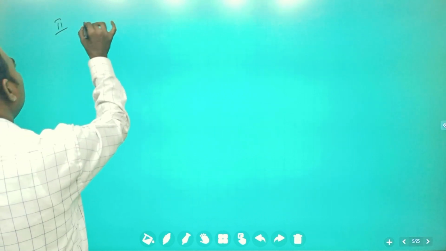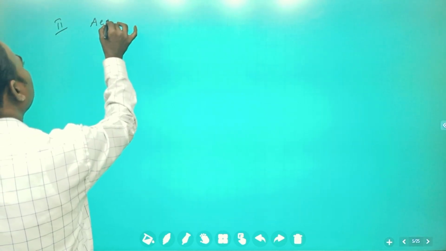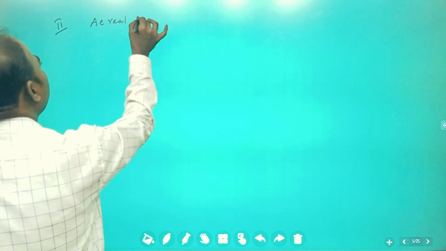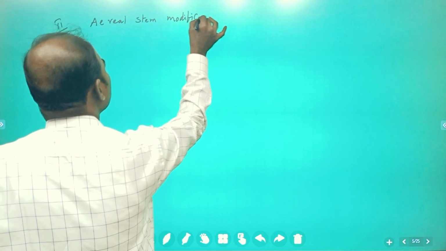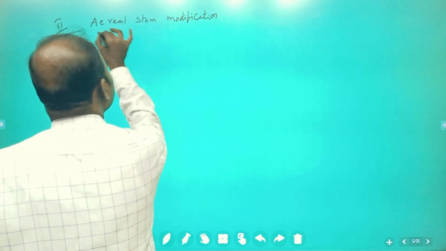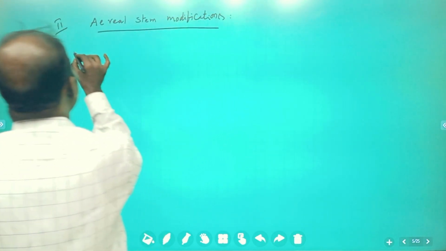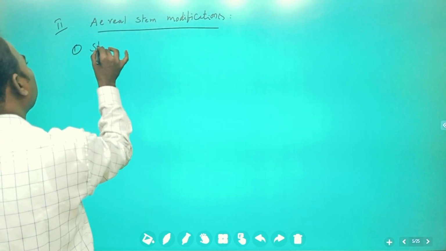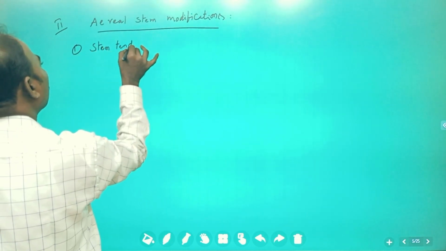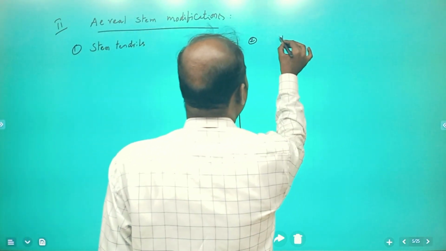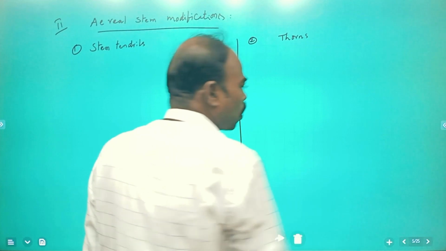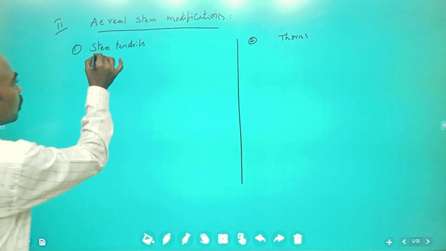Then the second one is about aerial stem modifications: stem tendrils and thorns. First of all, stem tendril.